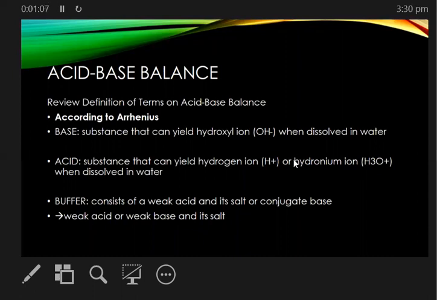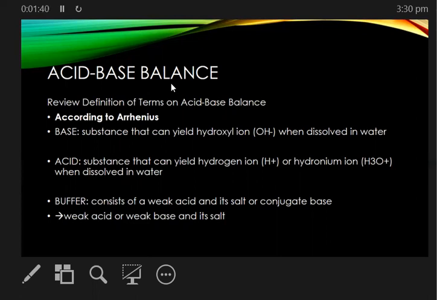So what is the goal of your acid-base balance? What is the ultimate goal of your acid-base balance? Later we will answer that. Before we go to harder topics on acid-base balance, let us try to review some basic terms which you have to know when it comes to this topic. Let us have a review of the definition of terms on acid-base balance.